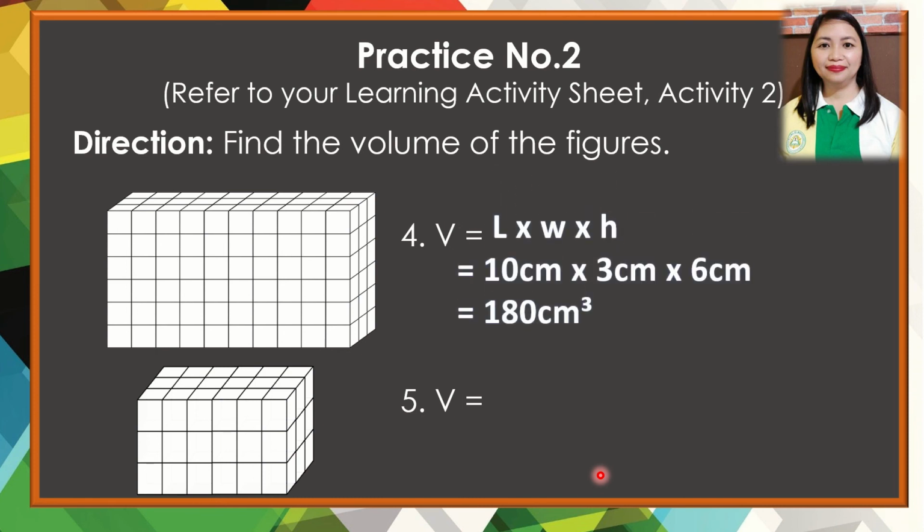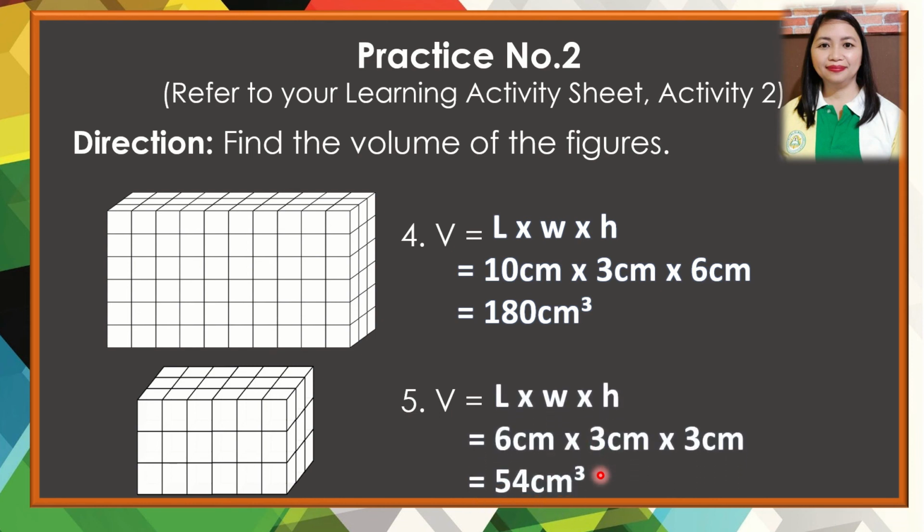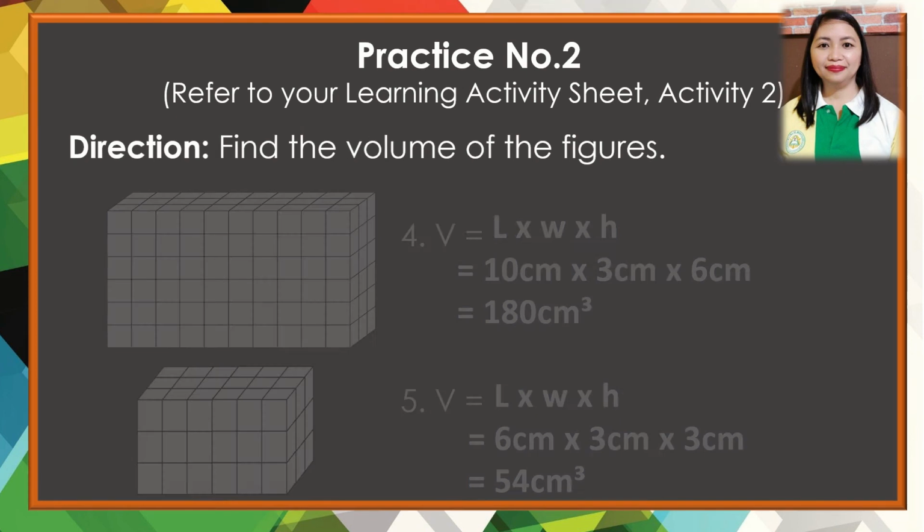Okay, for number 4, we have 10 times 3 times 6. That would be 180 cubic centimeter. How about number 5? 6 times 3 times 3. That would be 54 cubic centimeter. Correct. How about number 6?